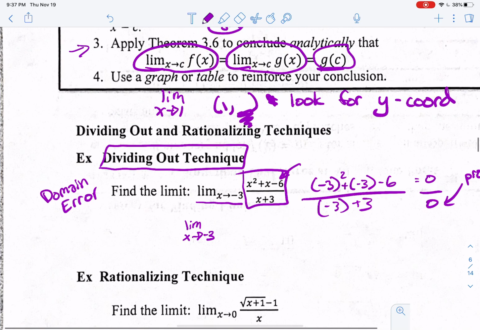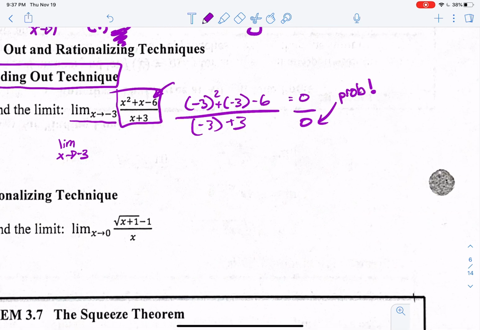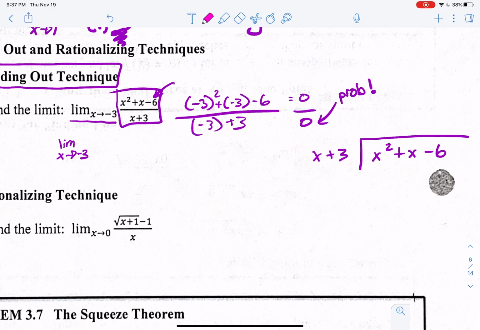I don't remember which one I called it. Domain error number 2, which was dividing by 0, and I don't want to divide by 0, okay? So to fix that, I do my long division. So I'm going to do some long division over here off to the side, and this is just going to be short, quick long division. X squared plus x minus 6, x plus 3 is on the outside. I don't have to insert any zeros in there because he has everything that he needs.